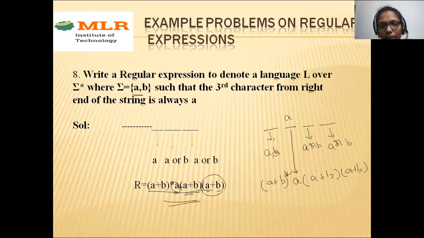I hope we have seen this similar type of expressions in the first unit also, right? So you just write it like this. Here you may have any number of strings. We are focusing on the last three characters. The third character from the right end is always A, and in the second place you may use A or B. In the first place also you may use A or B. So that is the thing.